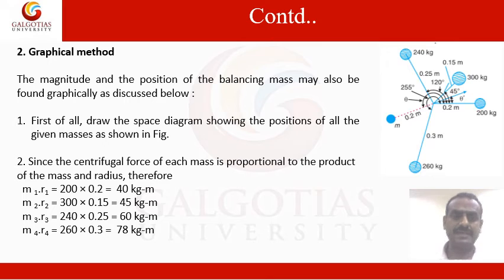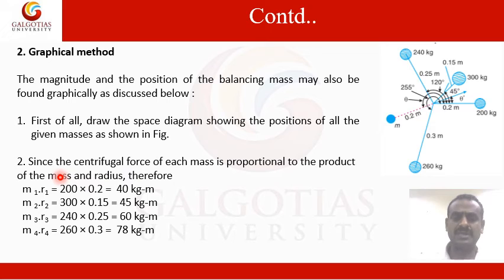Now we will see the graphical method for finding out the magnitude and position of the balancing mass. Step number 1 is, first of all, draw the space diagram showing the position of all the given masses. So this is a space diagram as per the given data. We have to locate all the masses, that is m1, m2, m3, m4, based on the given angles theta 1, theta 2, theta 3 and theta 4.